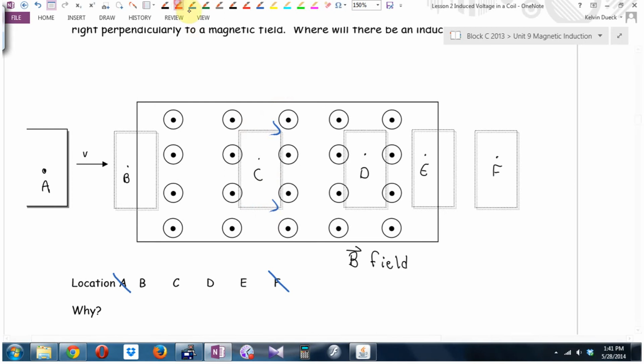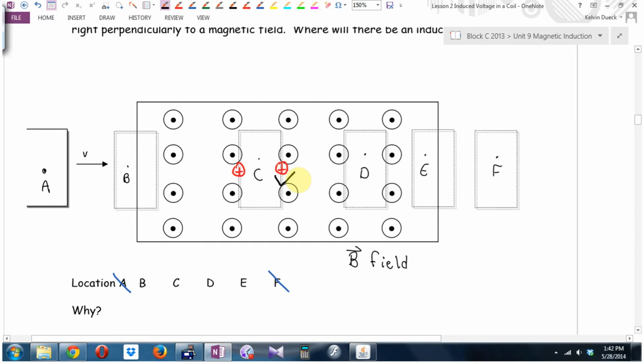Let's look at a positive charge right there and a positive charge right there. Which way is this front positive charge moving? To the right. So point your thumb to the right. Which way is the magnetic field? Out of the page. This charge is going to get forced down.